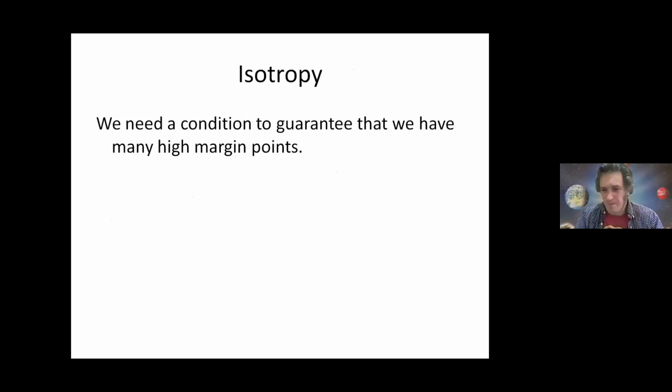And so the question that we need to ask ourselves when doing this is how do we guarantee, after we've applied this transformation, that we have many high margin points? And this is a little bit tough, because what the margin of a point is depends on what this unknown separating half space is. And so we need a way to guarantee that no matter what the separating half space is, a decent number of points still have large margin.